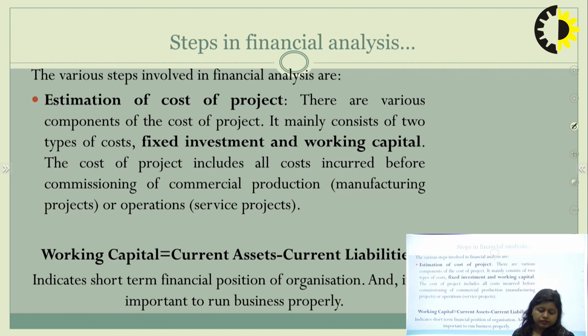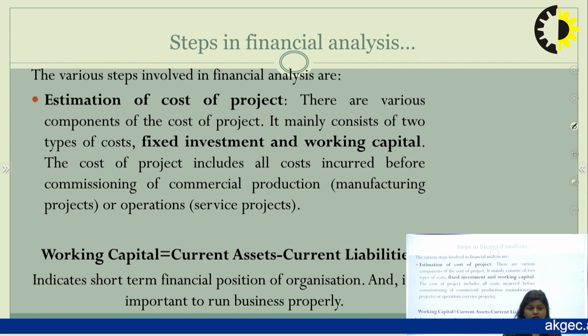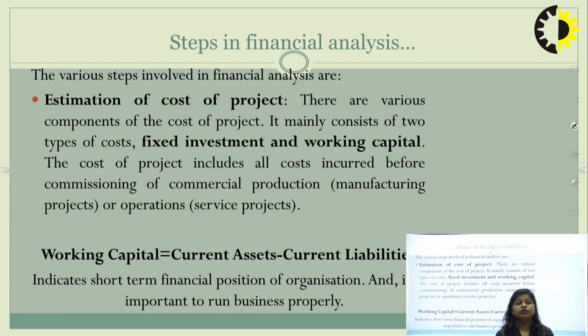Okay, so the first step in the financial analysis is that we need to find out the cost of the project. In finding out the cost of the project, there are two main components involved. One is the fixed investment. Fixed investment means, suppose to develop any project, what do we need? We need land. Okay, so land is a fixed investment in which we need to make the investment one time. In future, if we go for expansion, in that case we purchase more land, but that is considered in the expansion plan. So when you are purchasing the land, it comes under the category of fixed investments.